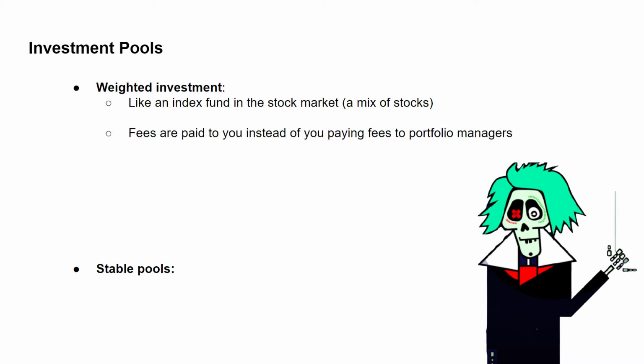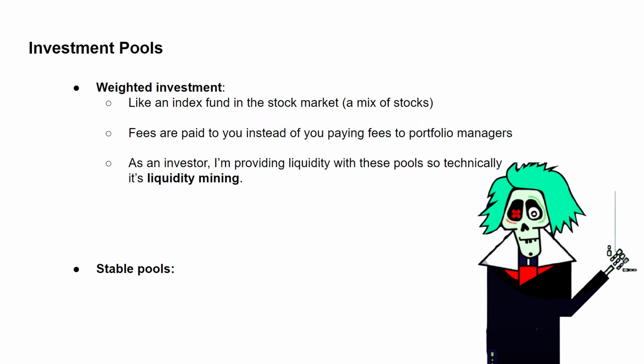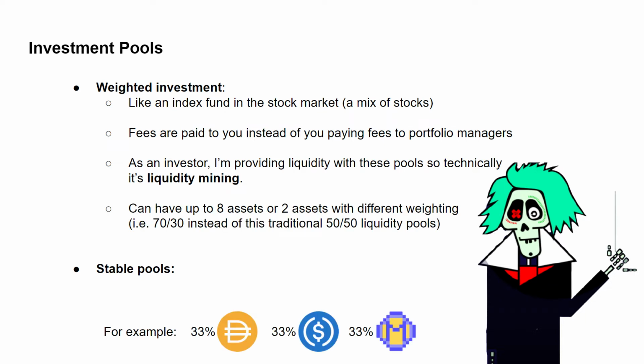The difference is, instead of paying fees to portfolio managers like the stock market, if I'm invested in one of these pools, I collect reward fees from traders who rebalance my pool by arbitrage opportunities. The reason I get to collect rewards is because the pool is actually providing liquidity. Just like any other 50-50 ratio liquidity pool, this pool is an extension of that idea to include more assets in the pool, or it could be a two-asset pool but with an uneven ratio like 70-30.